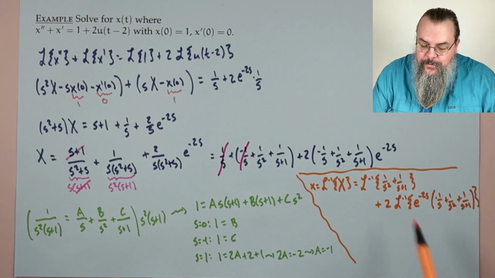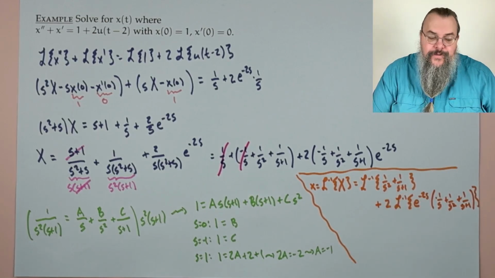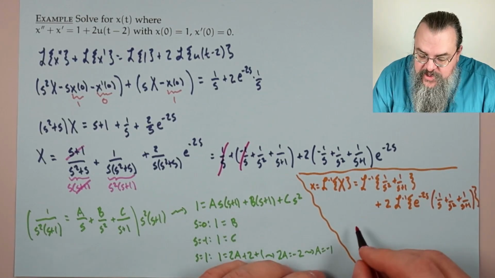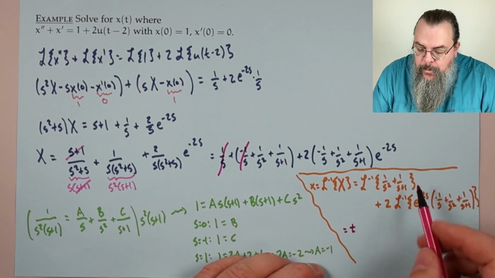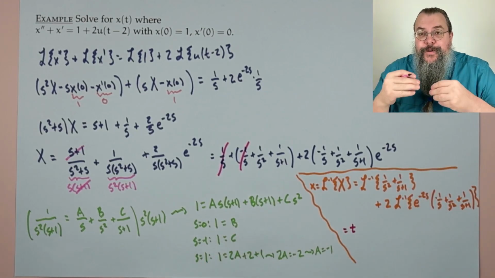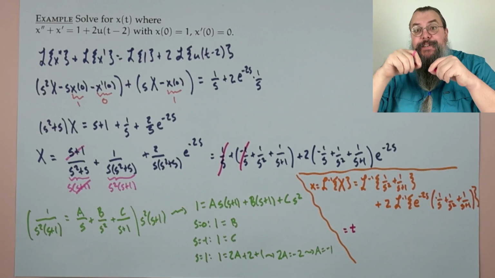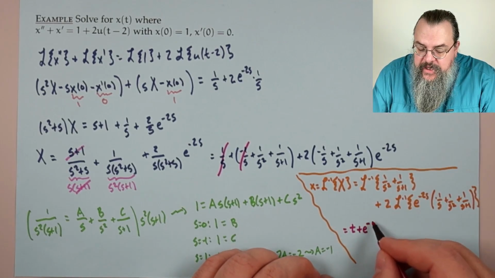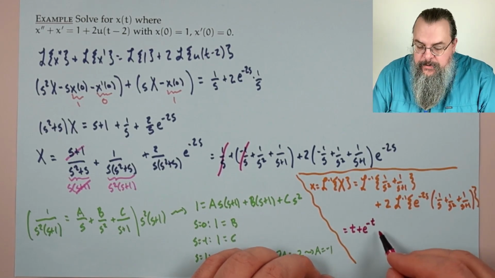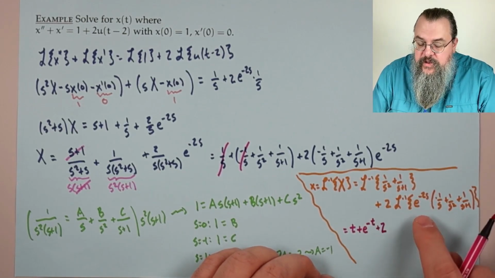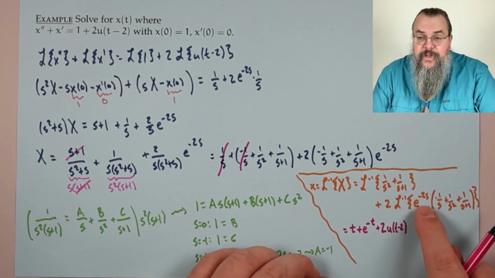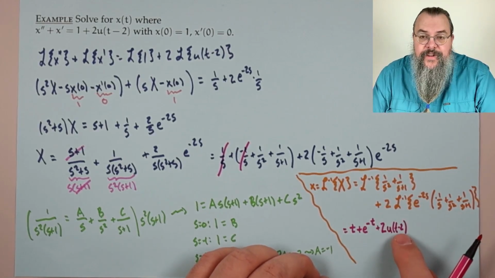Now, we'll start with the first part. 1 over s squared becomes t. All right. So we have t. 1 over s plus 1. Now, 1 over s plus 1 is 1 over s minus negative 1. So that will become e to the minus t. And then we have plus 2. This e to the minus 2s tells us we're going to do u of t minus 2.